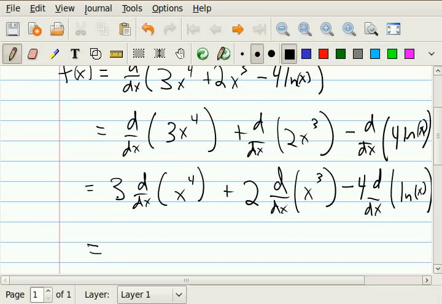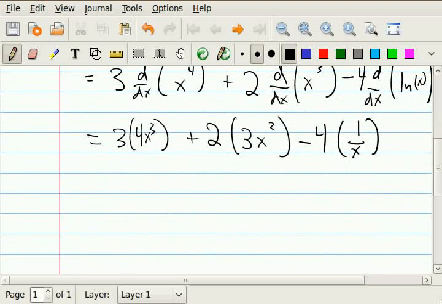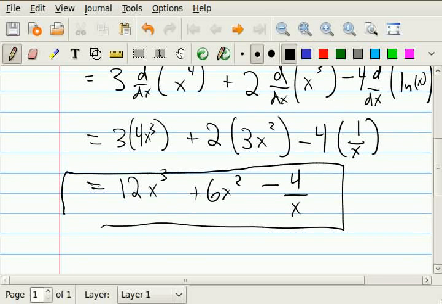And so what do we have here? It's 3 times the derivative of x to the 4th, which is 4x to the 3rd, using the power rule. And I've got 2 times the derivative of x cubed. Of course, the power rule just says that's x squared. Okay, and then minus 4, and now the only difference is we use this new rule for this one little piece of the derivative we need. The derivative of natural log of x is 1 over x. So for the final answer on this one, we're going to get 12x to the 3rd plus 6x squared minus 4 over x. Okay, so that's the derivative of the function we started with, f prime of x.